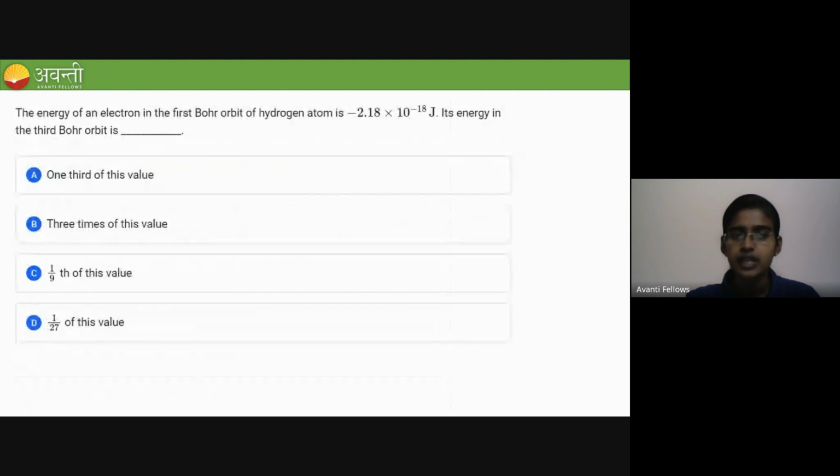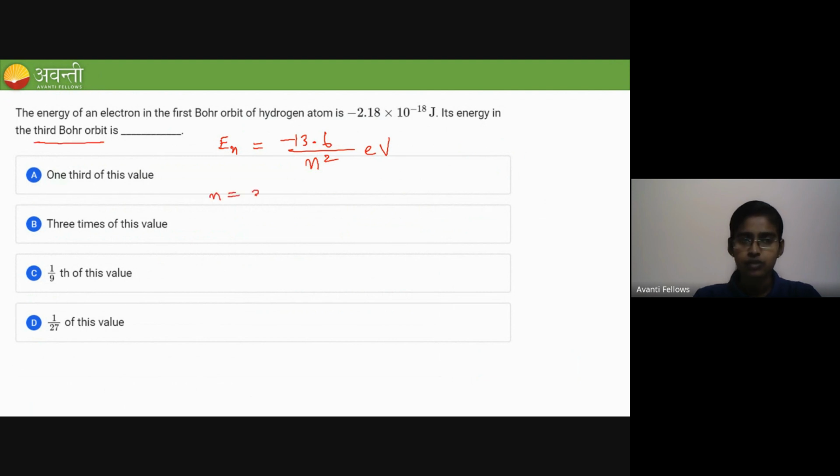The energy of an electron in the first Bohr orbit of hydrogen atom is minus 2.18 into 10 to the power minus 18 joule. Its energy in the third Bohr orbit is? So the first Bohr orbit energy value is given, and we know that the energy of the nth orbit is equal to minus 13.6 by n square electron volt. Now we are asked to find it for the third Bohr orbit, that is, n is equal to 3. Then E3 will be minus 13.6 by 3 square, that is minus 13.6 by 9.